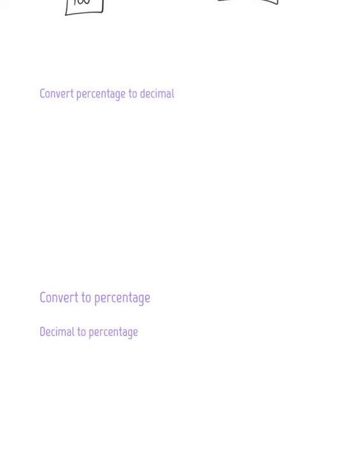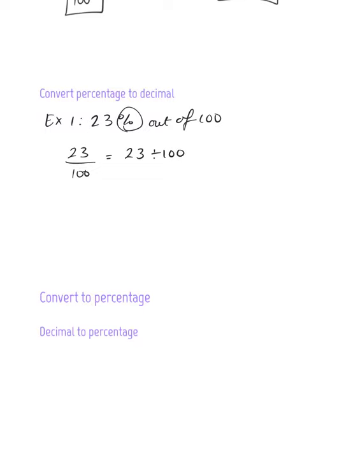Now, converting percentages to decimals. Let's have a look at 23%. So over here we know that percent means out of 100. So this means out of 100, so we have 23 out of 100, which also means we have 23 divided by 100. So if we do 23 divided by 100, that gives us 0.23.